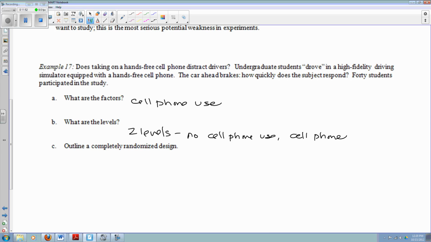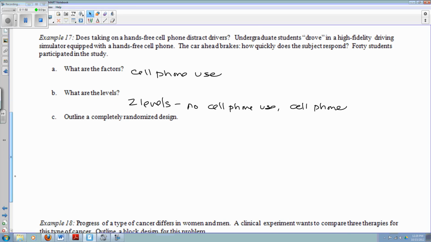So outline a completely randomized design. Sometimes I'm going to draw this out as a diagram. You can also write this in a paragraph. You're not required to draw a diagram. You should still have all of the important key factors in it, but you are not required to actually draw this. You could write it in a paragraph if you'd rather. Okay, so it says we have 40 students who participated in the study, so we're going to take all 40 students.